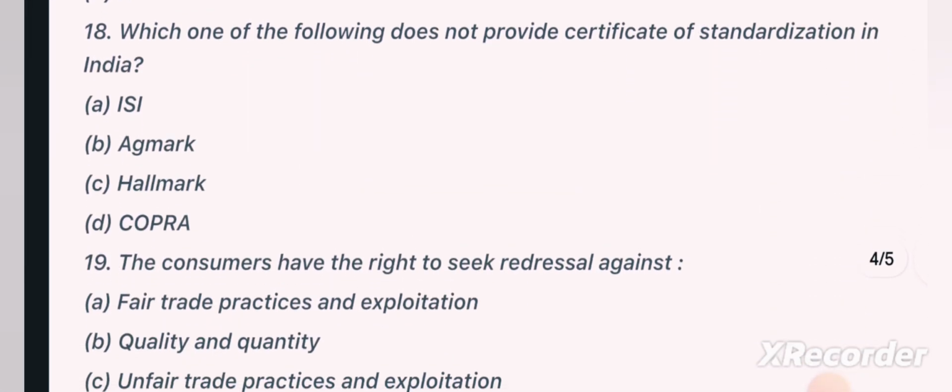18th question. Which one of the following does not provide certificate of standardization in India? A. ISI, B. AgMark, C. Hallmark, and D. COPRA.